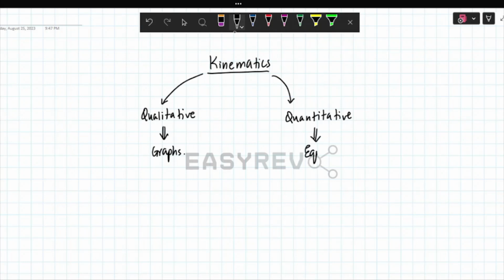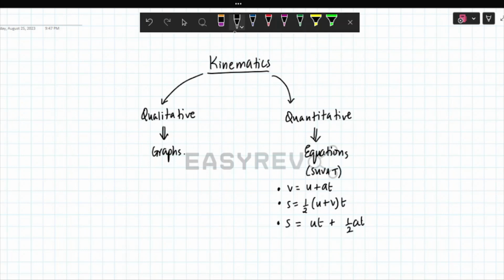And this was where we were introduced to a set of very important equations that we like to call the SUVAT equations. And they were as follows: v equals u plus at, s equals half times (u plus v) times t, s equals ut plus half at squared, and then finally 2as equals v squared minus u squared. Now what we've done at this stage is basically understood different ways we can study and analyze different types of motion. So think of these as the tools that we will be using from here on out.